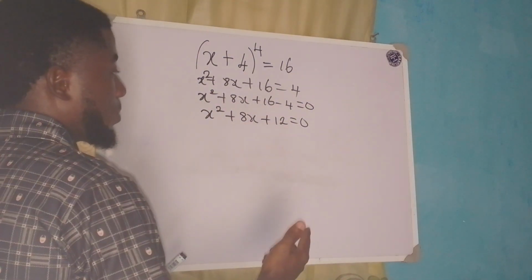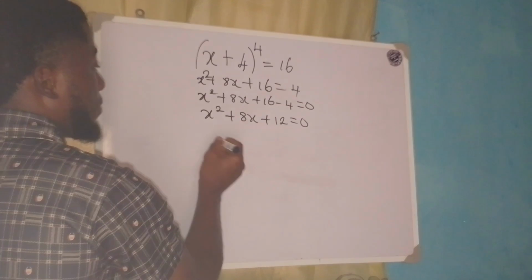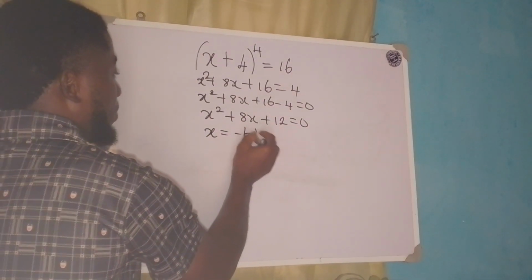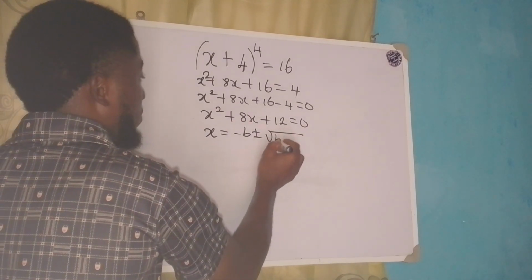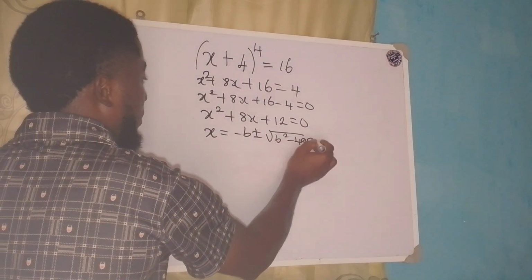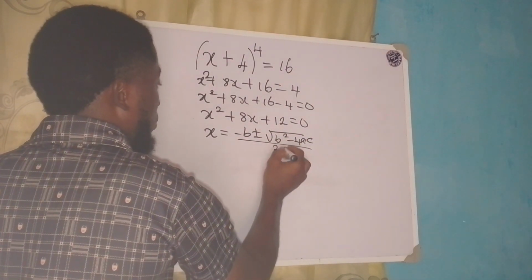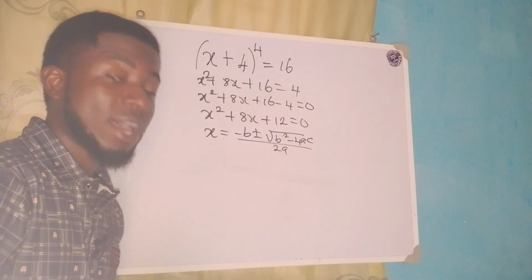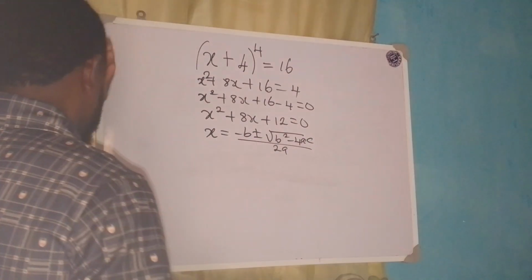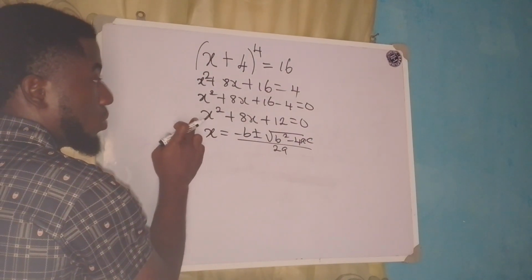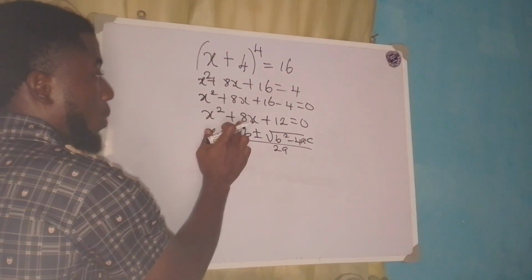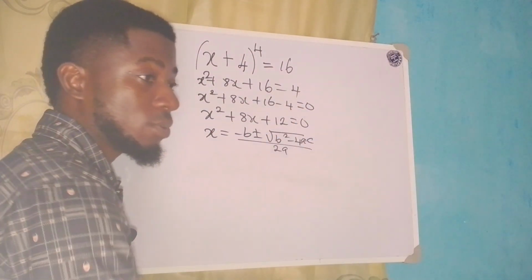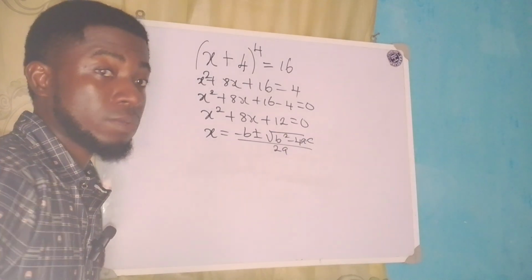Now, if you want to use the formula method for this, we'll have the formula x equals minus b plus or minus the square root of b squared minus 4ac, then we divide everything by 2a. So it is your duty to know your a, your b, and your c. Okay, so now our a is 1, the coefficient of x squared, our b is 8, and our c is 12. Let's substitute into the formula right away.